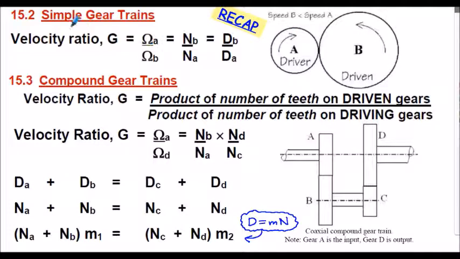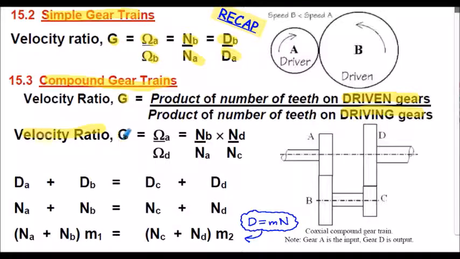So the velocity ratio of a simple gear train, the G, if you like, which is the speed of the input gear over speed of the output gear, is the number of teeth of the output gear over number of teeth of the input gear, or diameter of the output gear over diameter of the input gear. That's still applicable today. And of course, our compound gear trains had this formula for G was the product of the number of teeth on the driven gears over the product of the number of teeth on the driving gears. Again, that's something we're going to use.